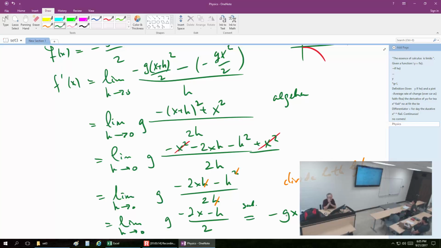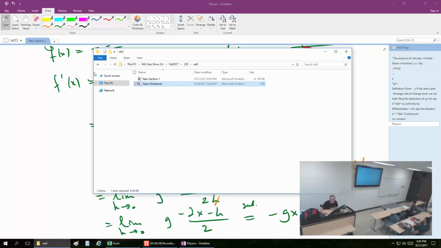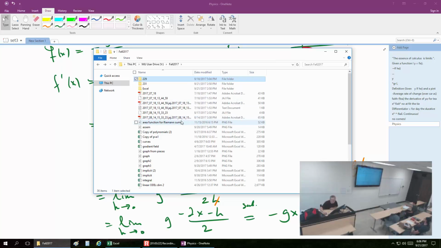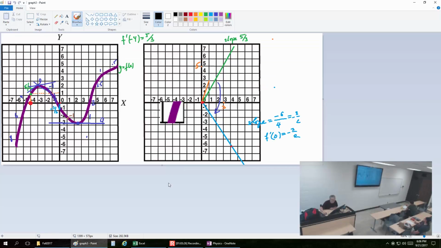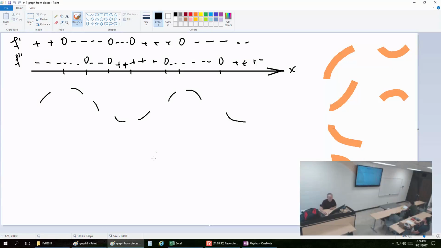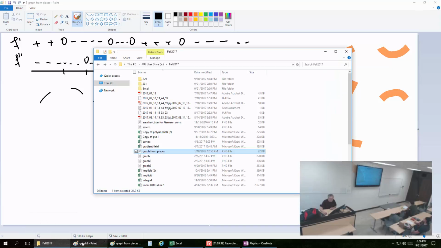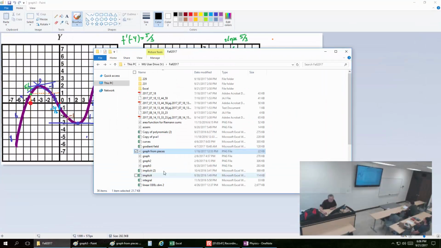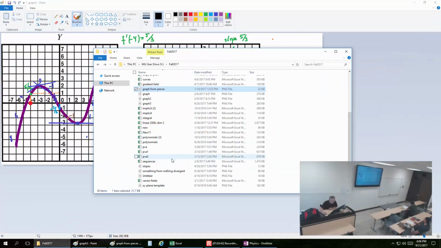Graphically, there was a picture. Let me just quickly find that picture of us making a graph. No, that's not the whole function. What was the name of it? A graph from pieces, probably. Well, that's not it. Hold on a second. The one that we did, yes, slopes.